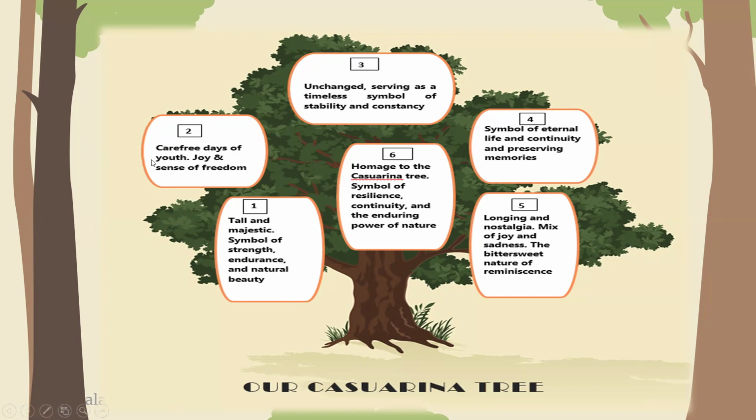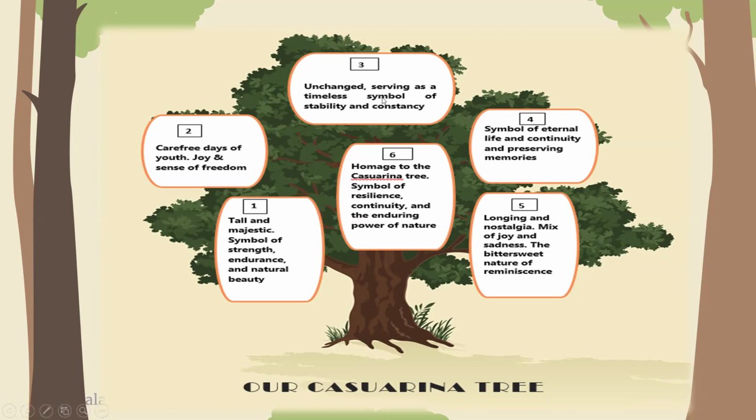Let's move on to the second stanza. The speaker here recalls how in their childhood they used to play under the shade of the Casuarina tree. As we all have childhood memories, the memory of those carefree days fills them with nostalgia. The second stanza talks about the poet's nostalgic memories. The tree serves as a backdrop of the speaker's fond recollection of their youth.